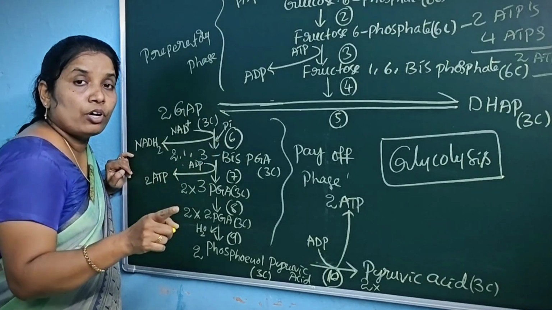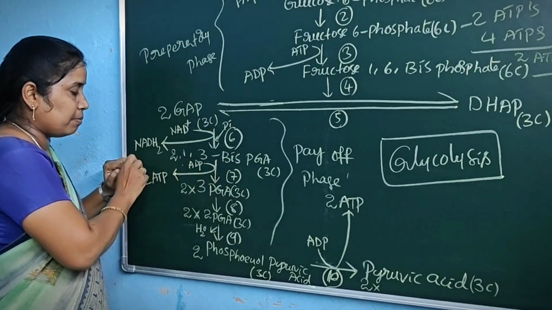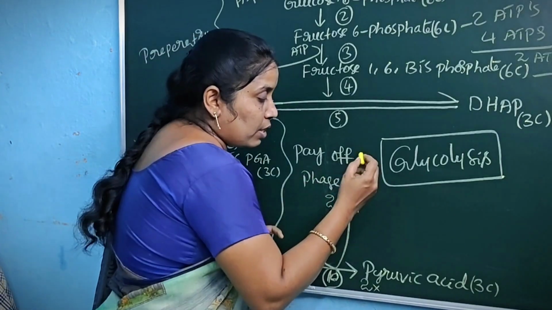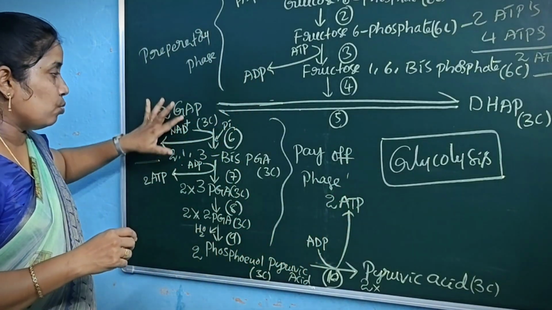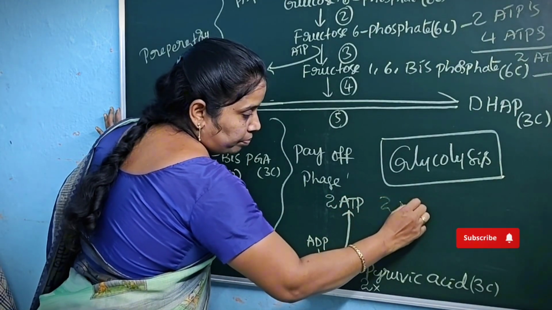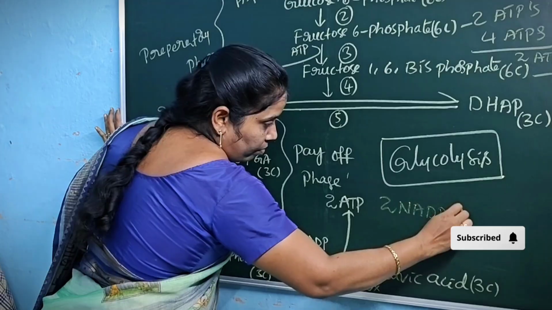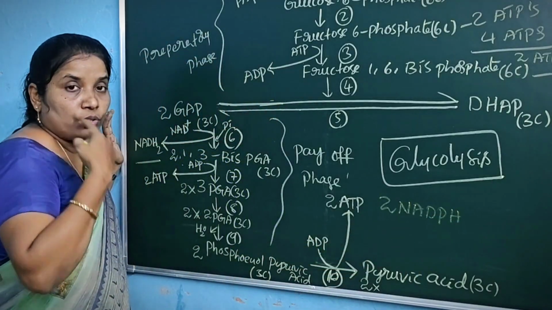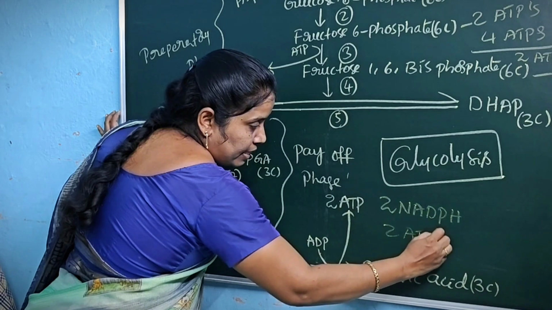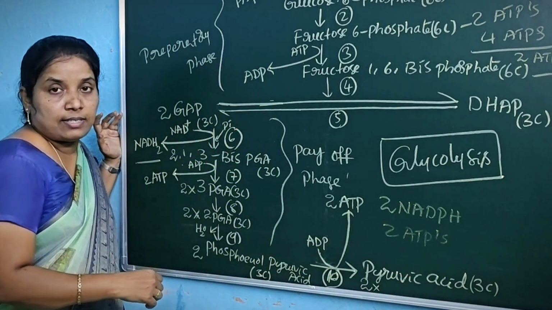So we get energy molecules in the 6th step. That is nothing but NADH2, NADH plus H plus. Okay. So that reaction occurs 2 times. That's why we get 2 NADH. Okay. So 2 NADH and 2 ATPs. That is the energetics of glycolysis.